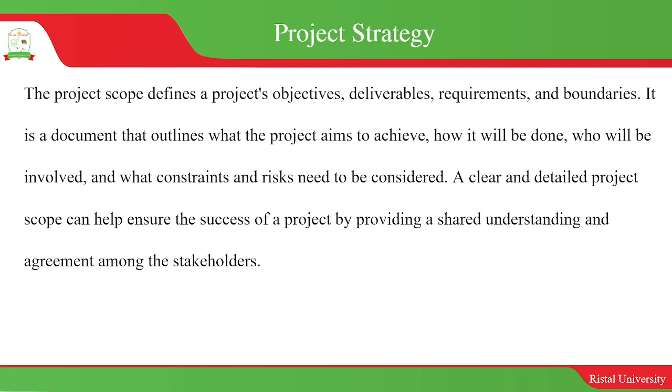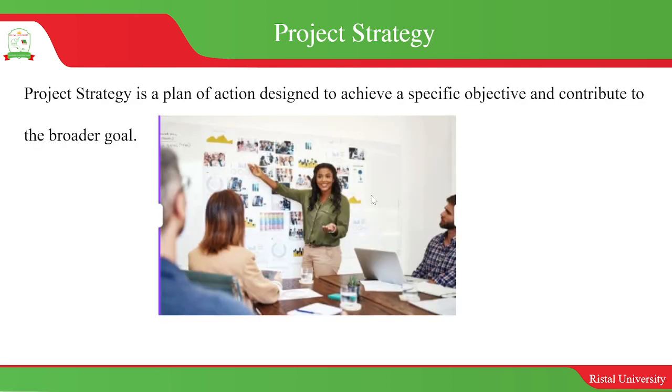The project scope is very important, because it clearly states the project objectives, deliverables, requirements, and boundaries. Remember, you are constrained by time and by resources. So the project scope should be very clear, such that you don't run the risk of going beyond what you are expected to do. The project scope is very, very vital. Now, coming to the project strategy, it is the action plan. How are you going to achieve the objectives of the project, such that you contribute to the achievement of the broader goal? That is the strategy.